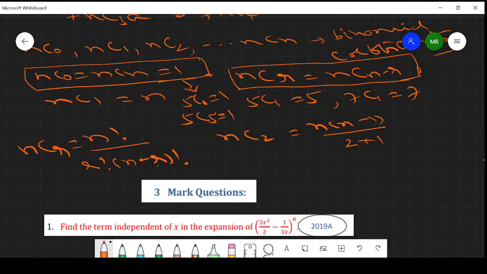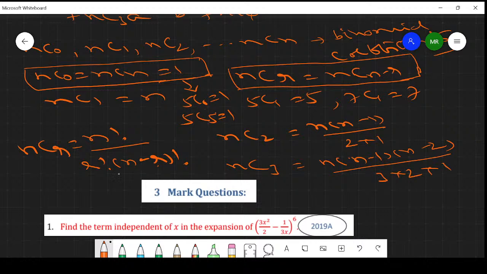Suppose you want nC3. nC3 means write 3 consecutive factors: n into (n minus 1) into (n minus 2), and reduce by 1 each time in the denominator: 3 into 2 into 1. So either you can use the formula or you can use this. This is the way to simplify nC2 and nC3.